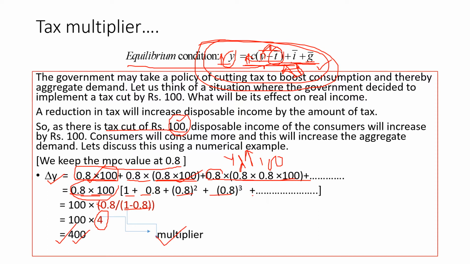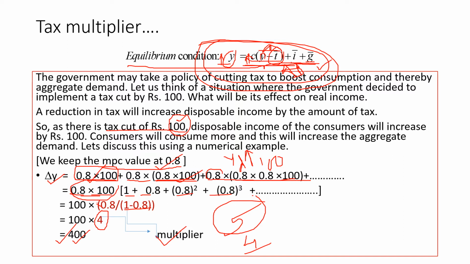But remember, if you compare it with our previous example of the government expenditure multiplier with the same marginal propensity to consume of 0.8, in the case of the government expenditure multiplier, the multiplier value was 5. Now it is 4. So now the tax multiplier is smaller than the government expenditure multiplier. That is clear. And why is this happening?